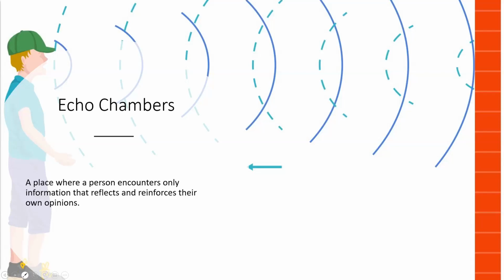Echo chambers can happen anywhere that information is exchanged, whether it's online or in real life. But on the internet, almost anyone can quickly find like-minded people and perspectives via social media, Reddit, news sources. This has made echo chambers far more numerous and easy to fall into.